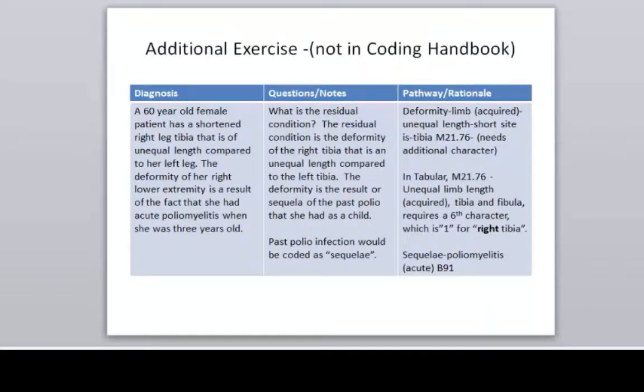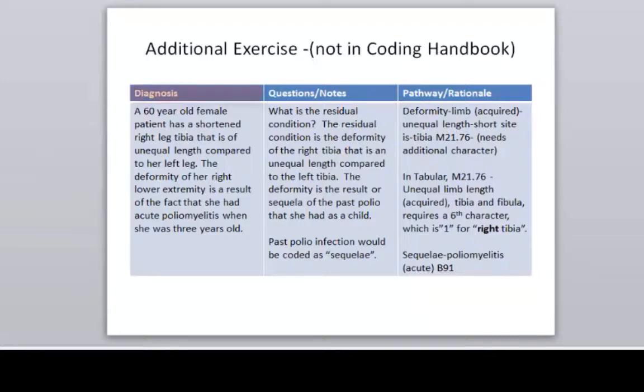Now I wanted to go through a couple of exercises that are not in your coding handbook because I think they're good practice for reading a little bit more than one line and asking the questions that you have to ask to know how to code diagnoses.